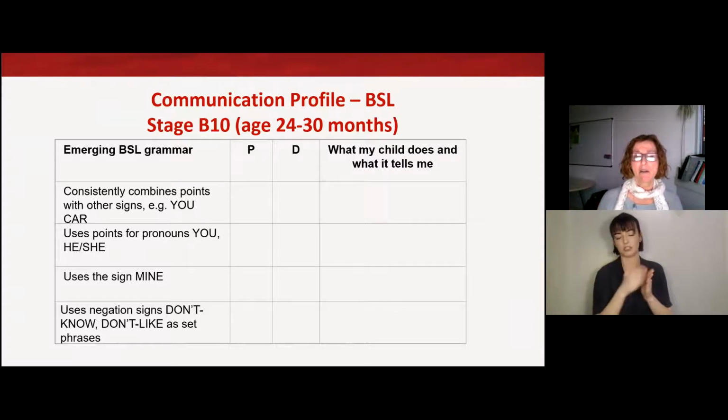So it's looking here, in this particular example, at what you'd expect a child between 2 and 2.5 years of age to be exhibiting in terms of their BSL. So there is information about BSL as well as spoken language. And at this very early stage, I think this is very applicable to Irish Sign Language.